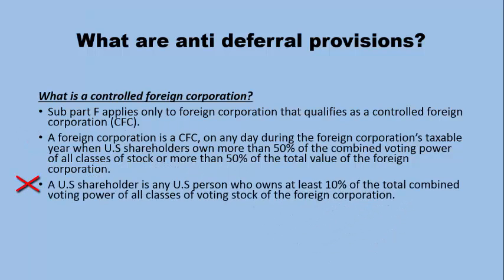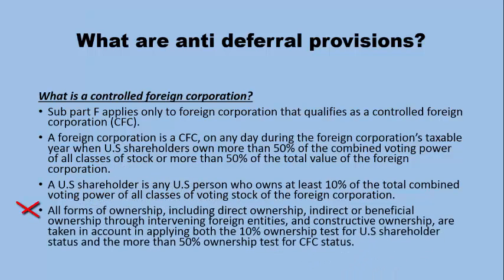A US shareholder is any US person who owns at least 10% of the total combined voting power of all classes of voting stock of a foreign corporation. All forms of ownership, including direct ownership, indirect or beneficial ownership through intervening foreign entities, and constructive ownership, are taken into account in applying both the 10% ownership test for US shareholder status and the more than 50% ownership test for CFC status.